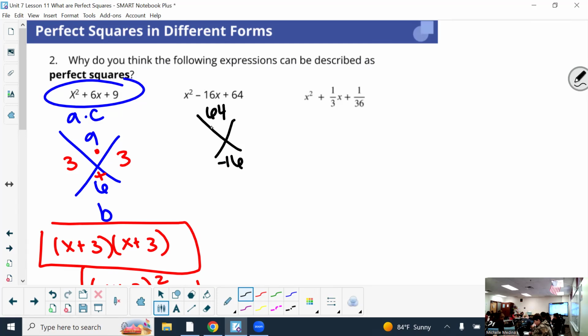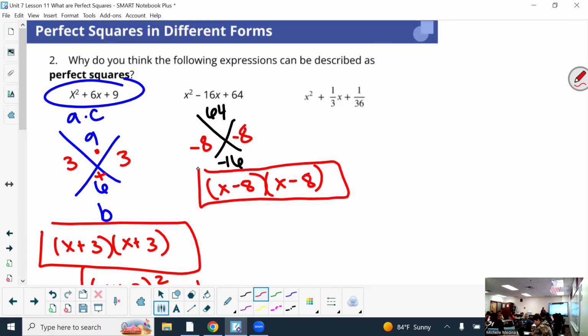Yeah, you have to be able to set this up correctly in order to use this effectively to identify your perfect squares. Now, I know 64 is a perfect square. What's the square root of 64? 8. And to make it add to a negative 16, they both have to be negative. So yeah, because it makes it work, multiplies to the top, adds to the bottom, it creates the same exact parentheses times itself. This is a perfect square. That trinomial is a perfect square.